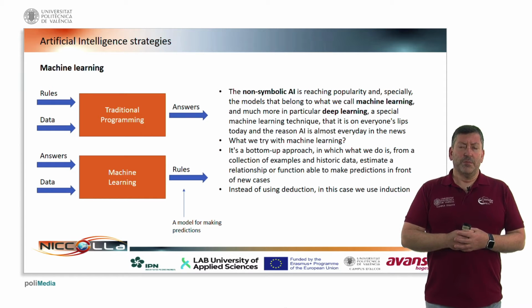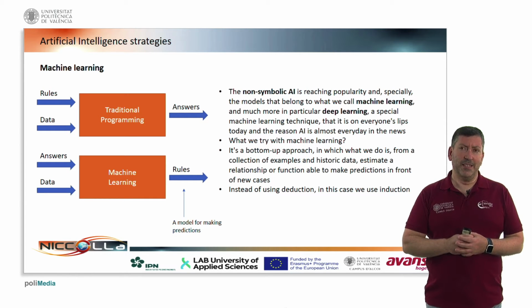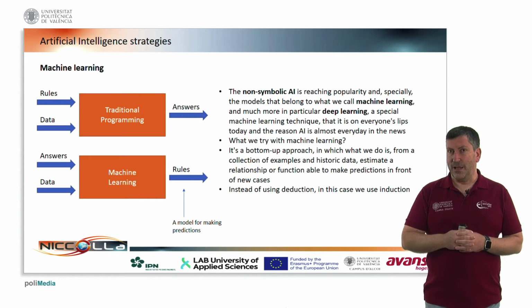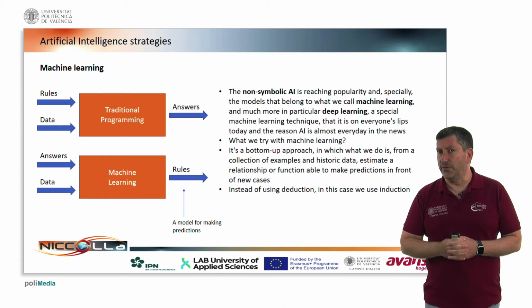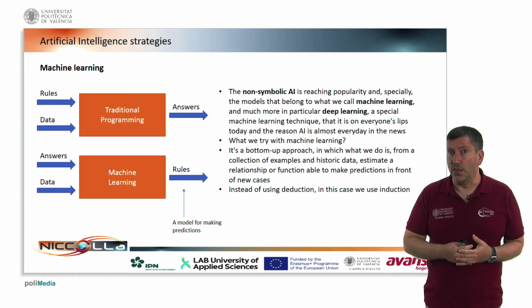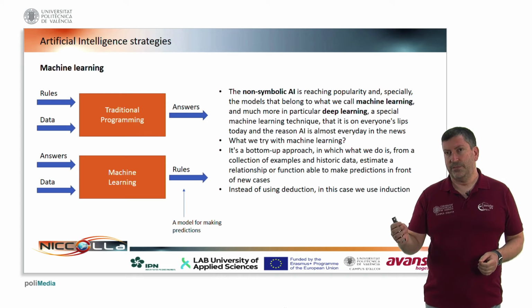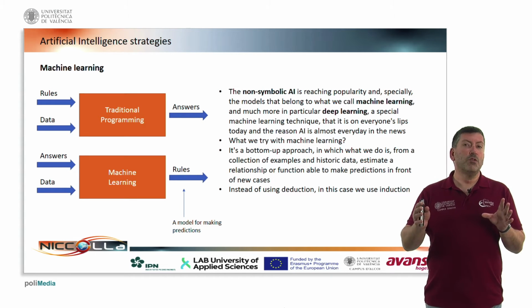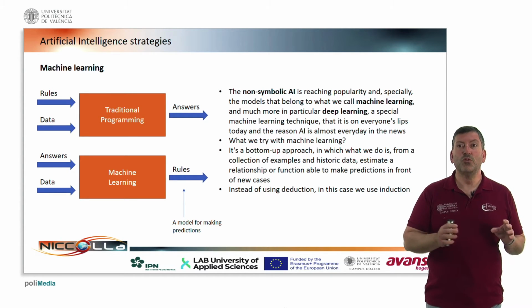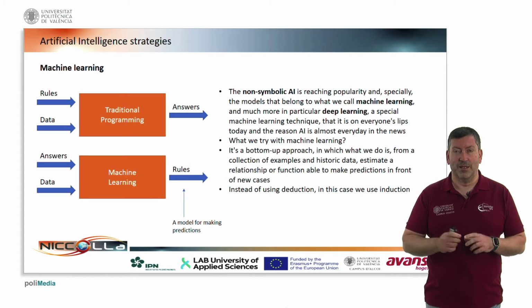What do we try with machine learning? Well, in this case, it's a bottom-up approach in which what we do is, from a collection of examples and historic data, estimate a relationship or function, we call it a model, able to make predictions in front of new cases. So instead of using deduction, we use induction, okay?